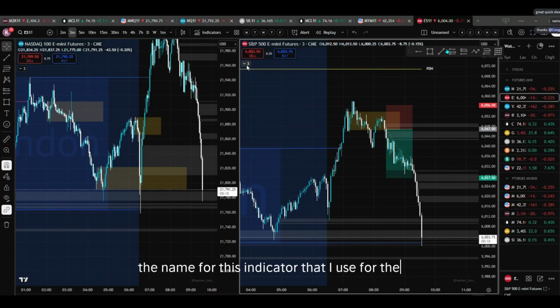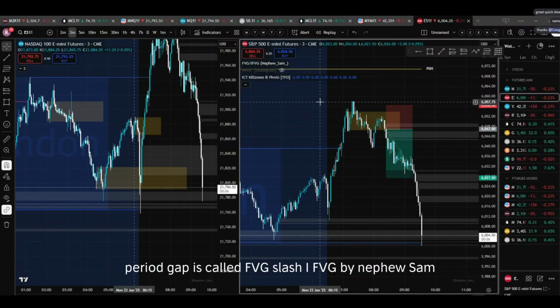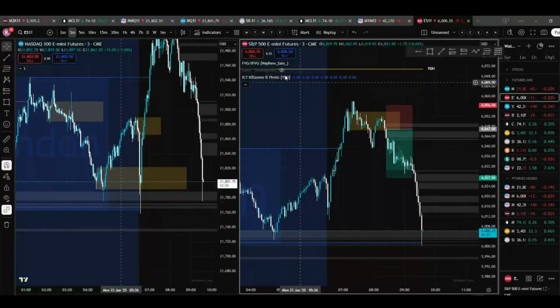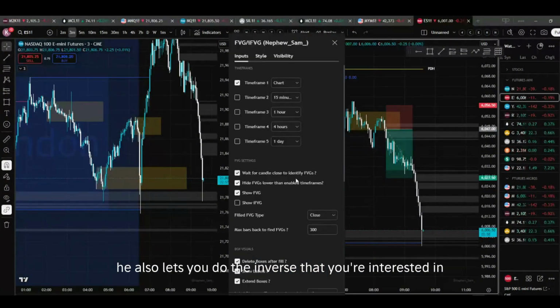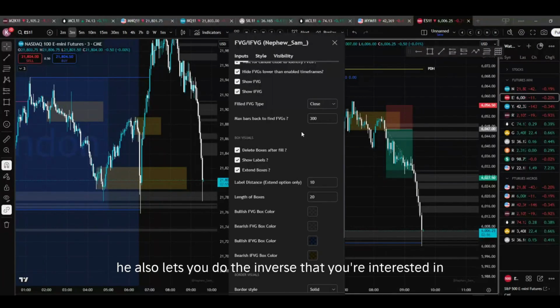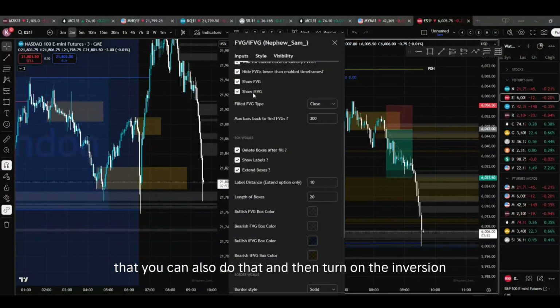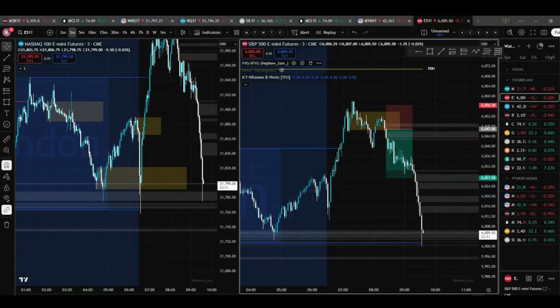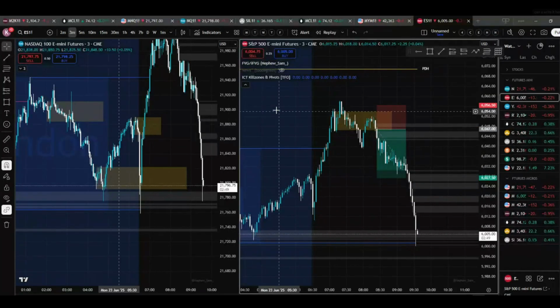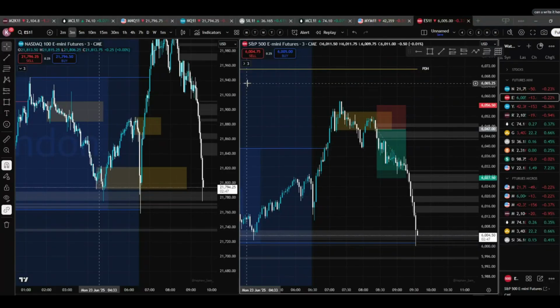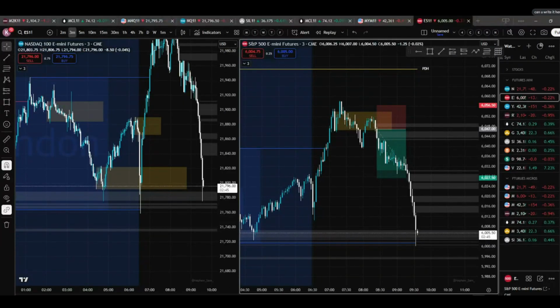The name of the indicator that I use for the fair value gap is FVG/IFVG by nephew Sam. It also lets you do the inverse. If you're interested in that, you can turn on the inversion.